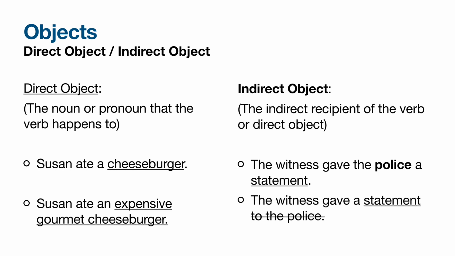In our second example, the witness gave a statement to the police. Sounds like the same sentence, and it does mean the same thing. But in this case, the witness is the subject, to give is the verb, a statement is the direct object, but to the police is an adverbial clause which modifies the verb to give. So there is no indirect object in this sentence.